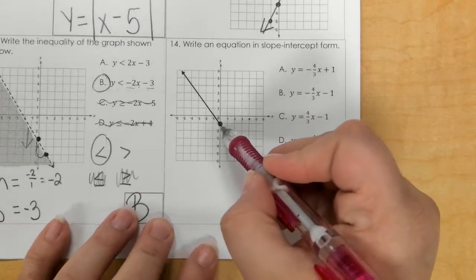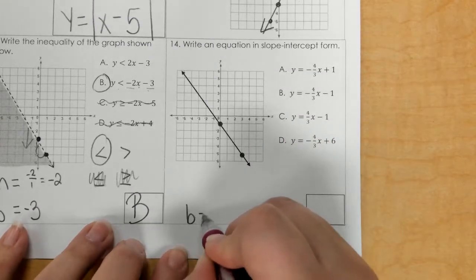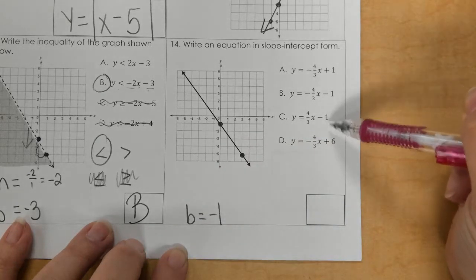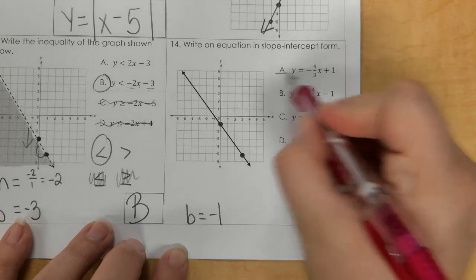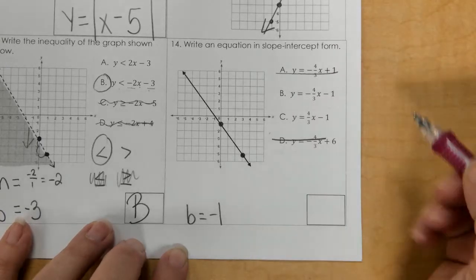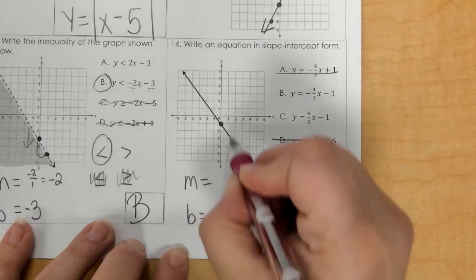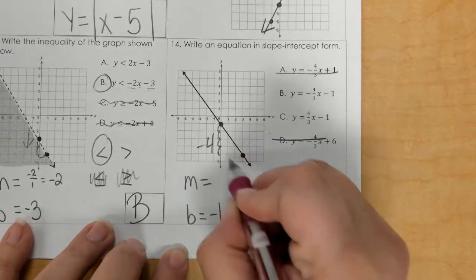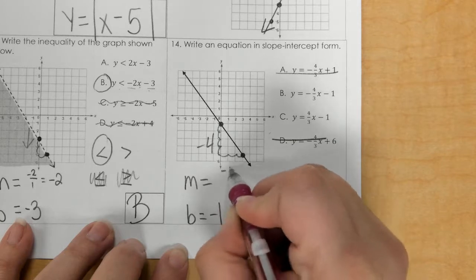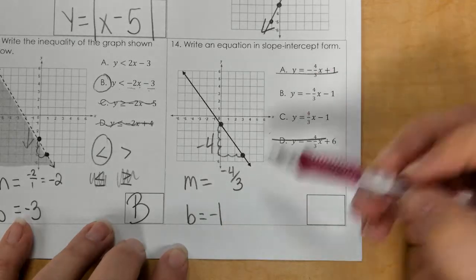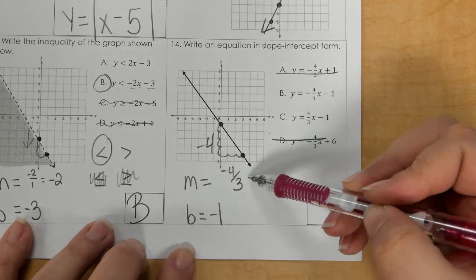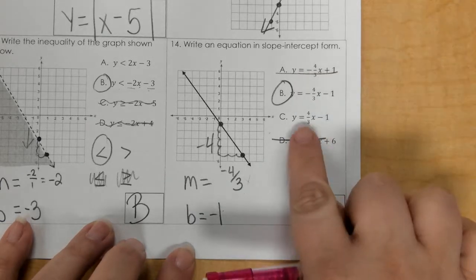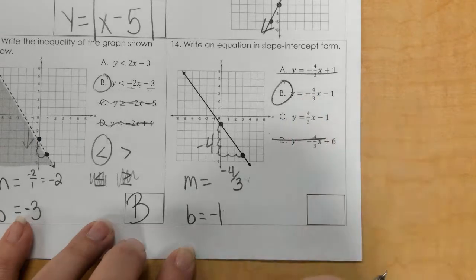Number 14, this is easy. Our b is negative 1. Okay? So I see that I have 2 choices with negative 1 at the end. So a and d can go. The slope is how many down? 1, 2, 3, 4. And then I go over 1, 2, 3. So I'm looking for negative 4/3 x minus 1. So it looks like b. C had a positive 4/3. We need a negative 4/3.